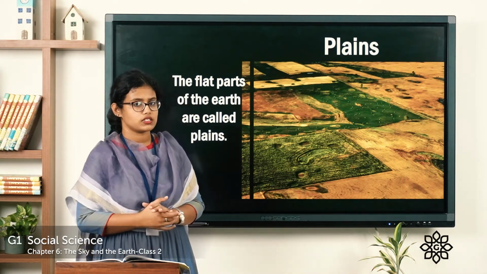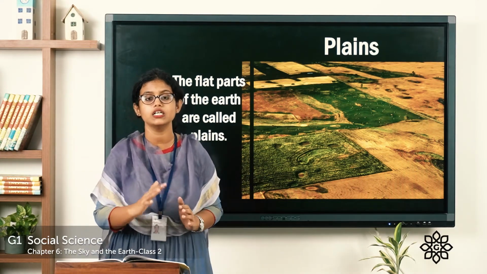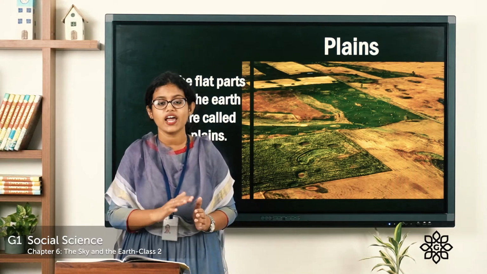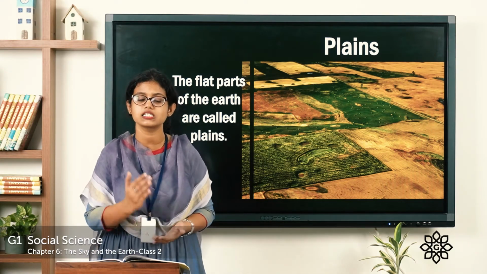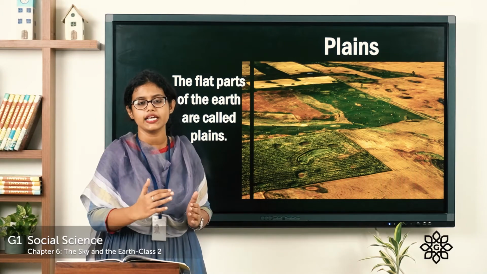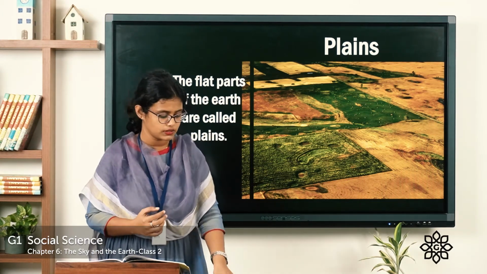And the next one is the plains. The flat area on the earth's surface, that is called a plain. The flat surface of the earth, that we call plains. So you can see the picture here.